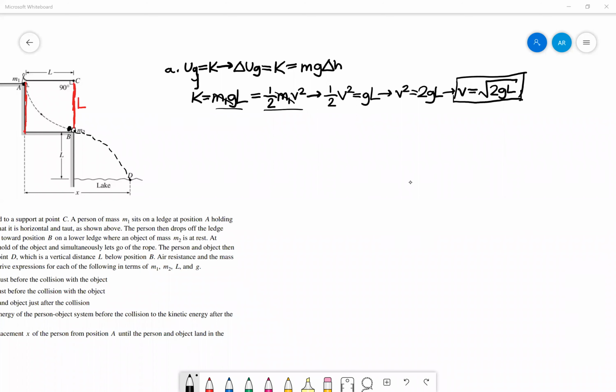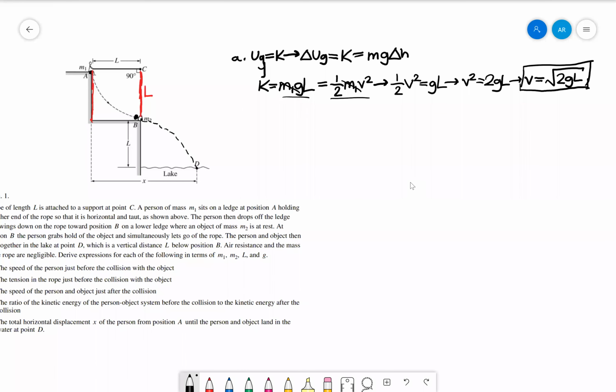Part B asks, what is the tension in the rope just before the collision with the object? So right before, at this black point on the diagram, what is our tension? Tension is a force, so it suffices to draw a force diagram, a free body diagram. A free body diagram basically diagrams all the forces that are acting on our object, on our person.